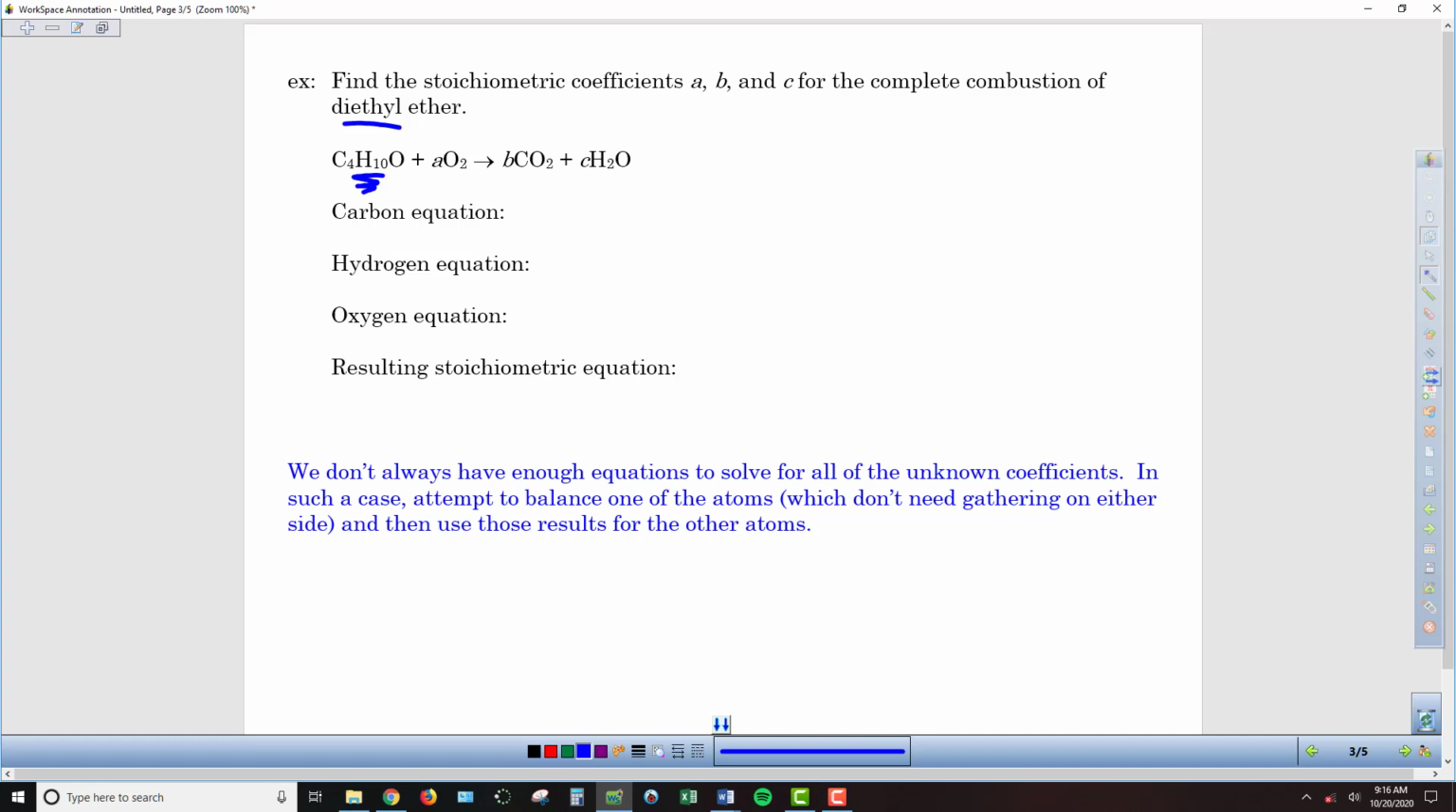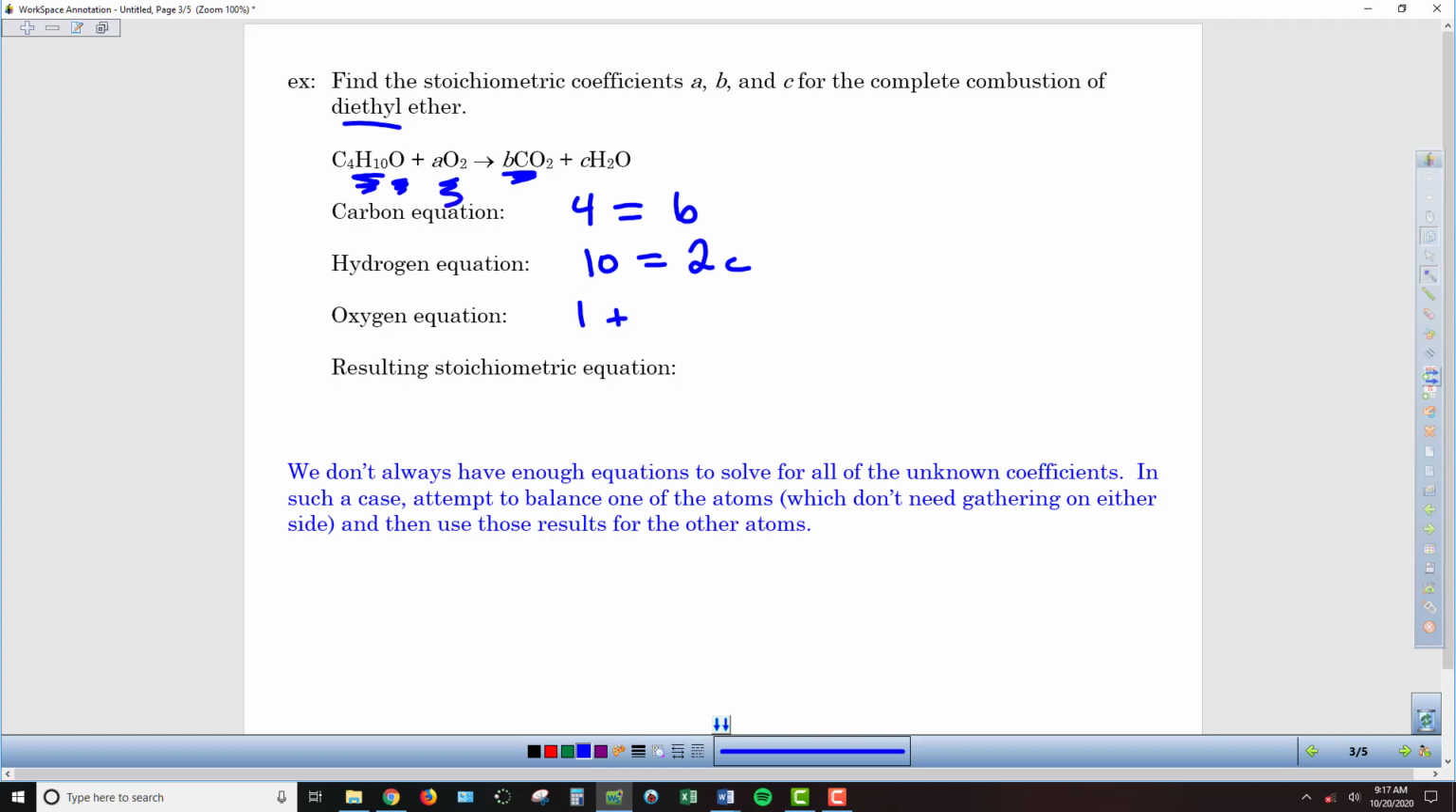So we can first roll through carbon. On the left-hand side, we just have the 4 carbon atoms. On the right-hand side, we see right here that we've got B moles of carbon dioxide, so that's going to be equal to just B, so that's easy enough. For hydrogen, we can see that we've got 10 hydrogen atoms on that left-hand side. On the other side, hydrogen is only present in the water, so C times 2, so that's going to be 2C.